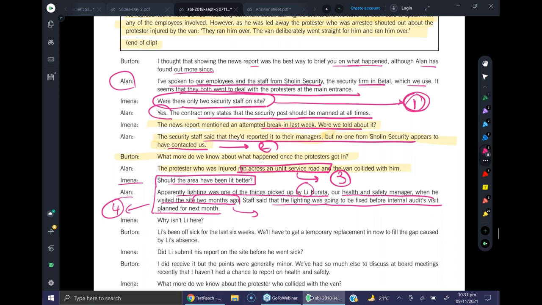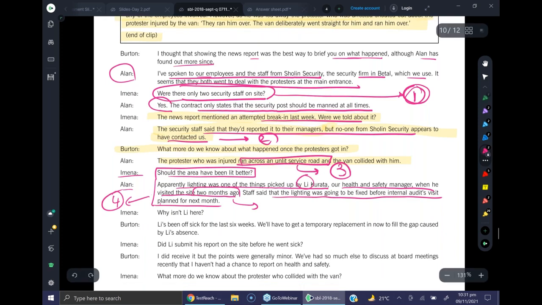Do not wait for internal audit visit. Have a regular check on these issues, lighting, etc. So maybe have a document after every week or every few days. There should be a check and confirmation on that document that yes, this is done. Exactly. So that's the fourth problem, the fourth control weakness.